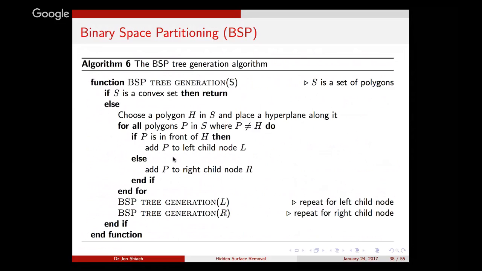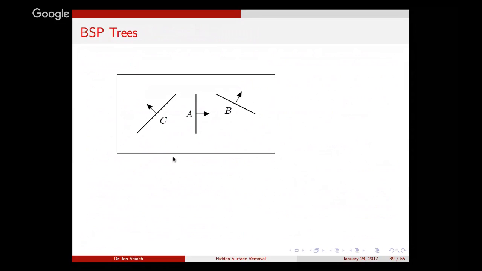Eventually, every time you call this function, you're going to get to this point where you have a convex set. So eventually, all of your nodes are a convex set. That may sound really weird, but it's a lot easier than it sounds. Okay, start off with a very simple example.